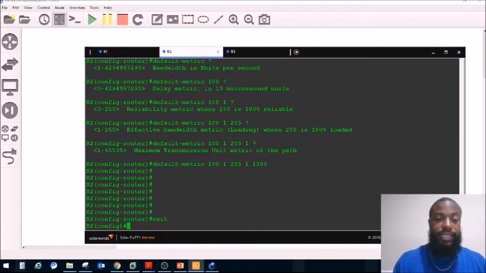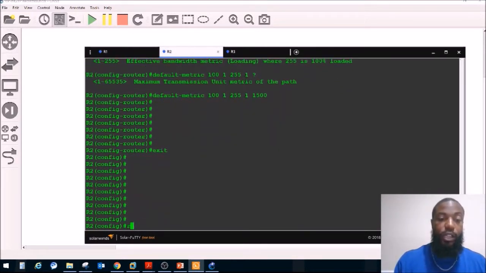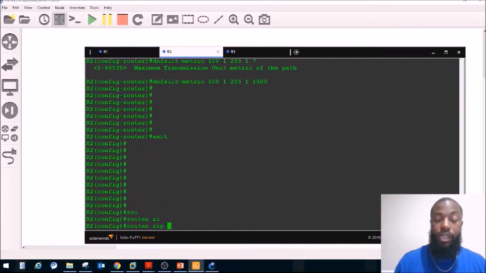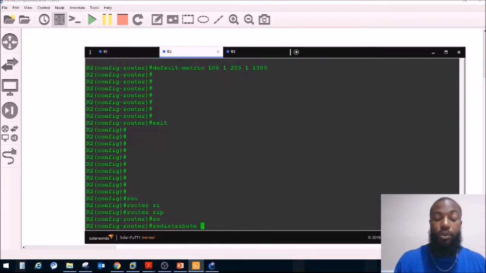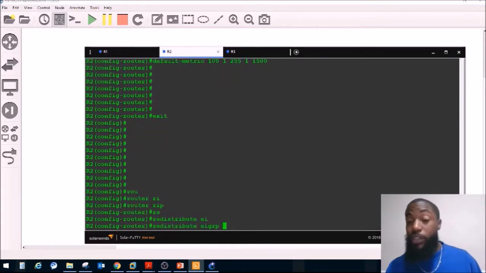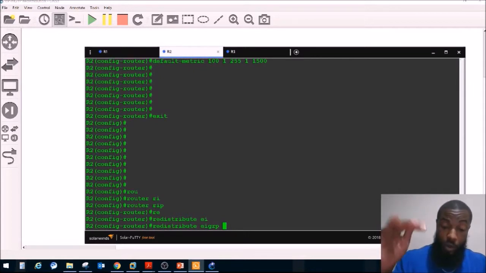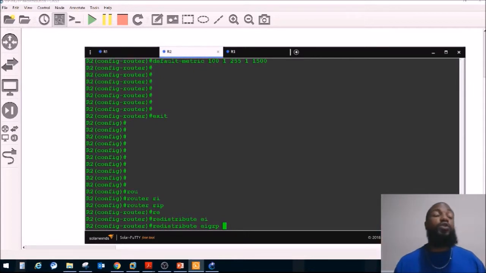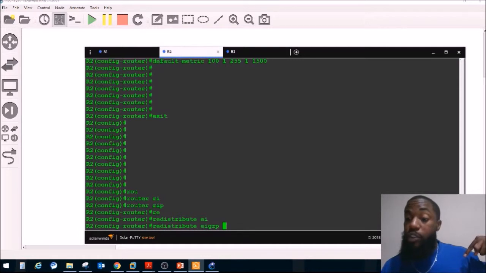Let's exit out of that just to make sure. Router RIP. So now we need to redistribute EIGRP routes. So that's the source, right? So remember, go in the routing process and redistribute what you want to know.